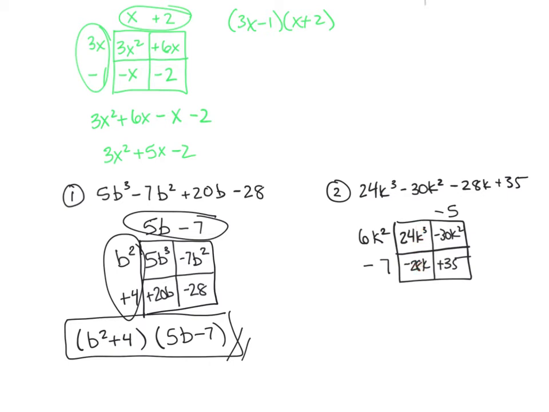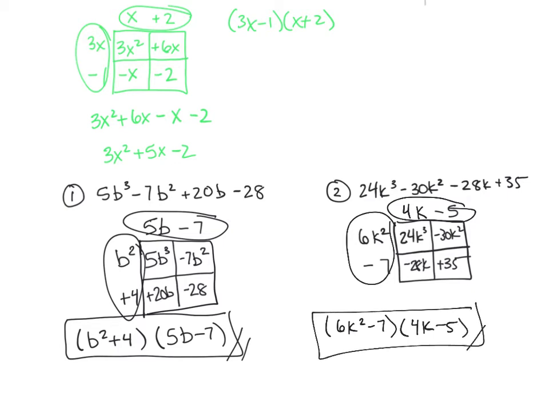Lastly, we have this area right here. So what do 24k cubed and negative 28k have in common? Well, they're both going to have a k that they can factor out. And as for the number, 24 and negative 28 have a 4 in common. So these right here are our side lengths of 6k squared minus 7 and 4k minus 5. And those are our factors.